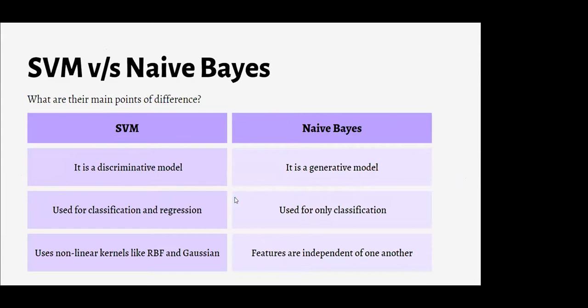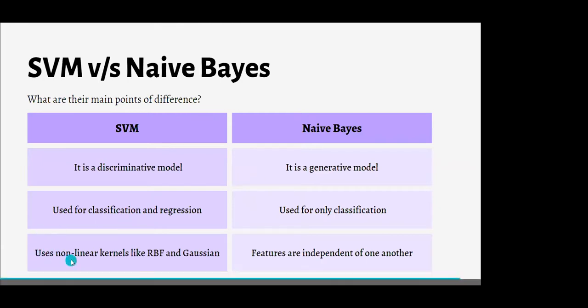The second main point is that SVM is used for classification and regression. It's used for both, and naive Bayes is used just for classification. The third main point of difference is that SVM uses nonlinear kernels like RBF and Gaussian, and the features used in naive Bayes are independent of one another.